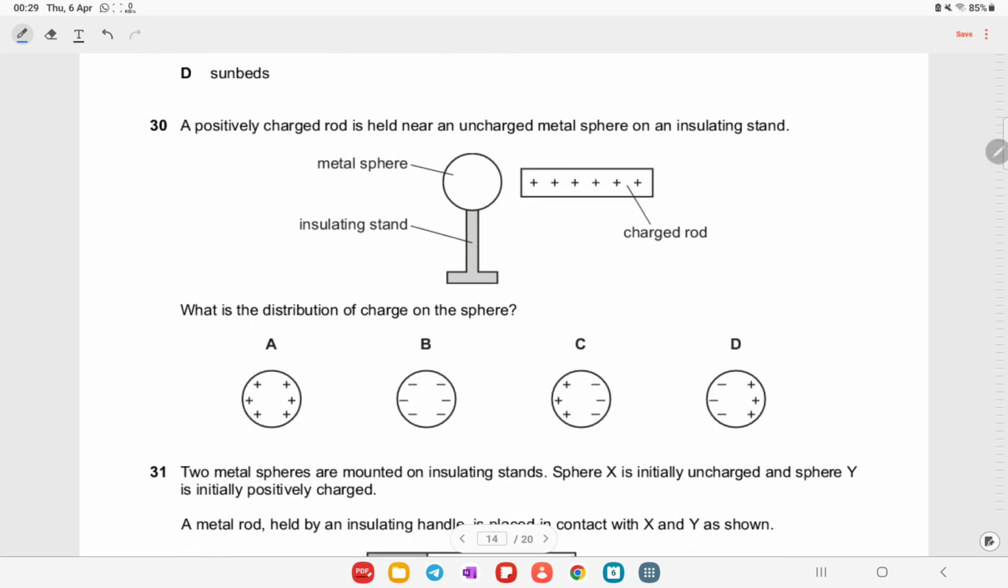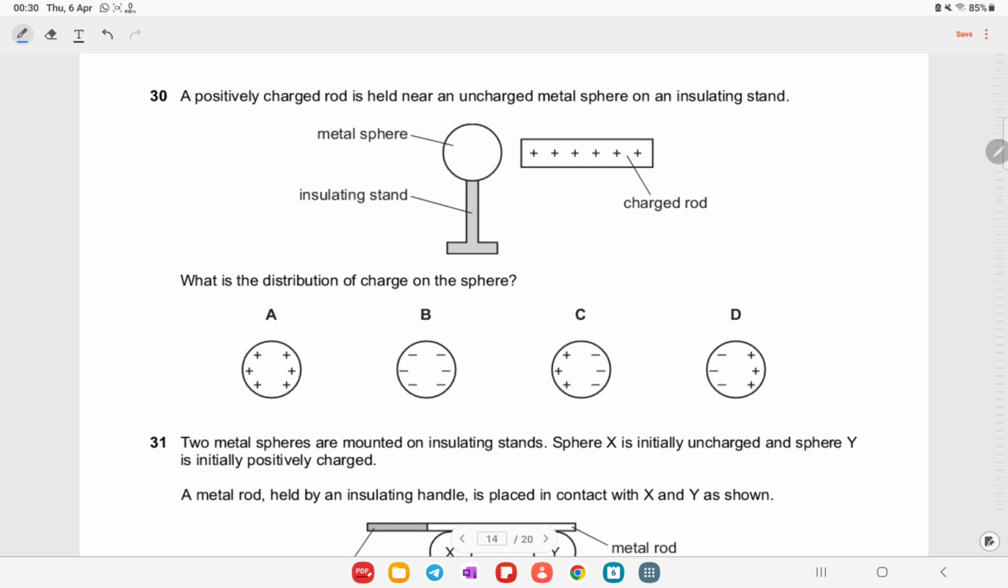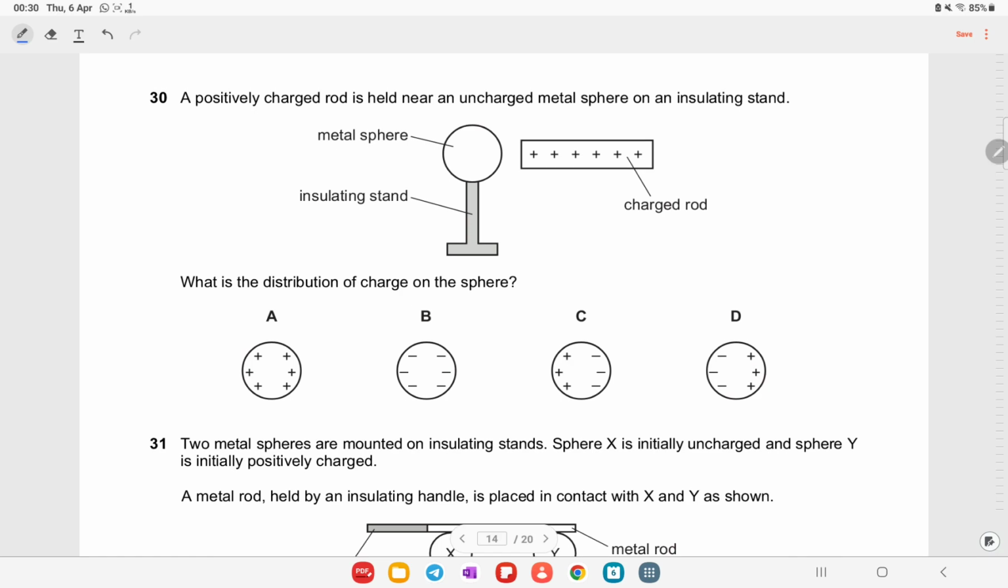A positively charged rod is held near an uncharged metal sphere on an insulating stand. What is the distribution of charge on the sphere? Now if you are doing this, obviously what will happen? The negative will come over here, and the positive will get the force of repulsion at this point. So if you see the diagram, this is not going to be a valid one. No, C and D. Yes, option C would be the one which I have drawn over here.